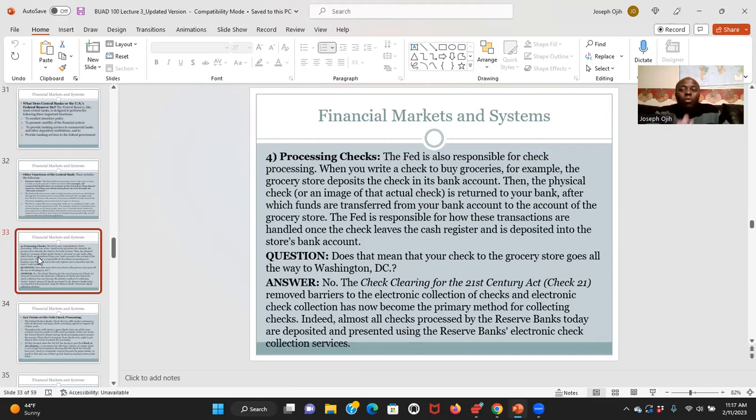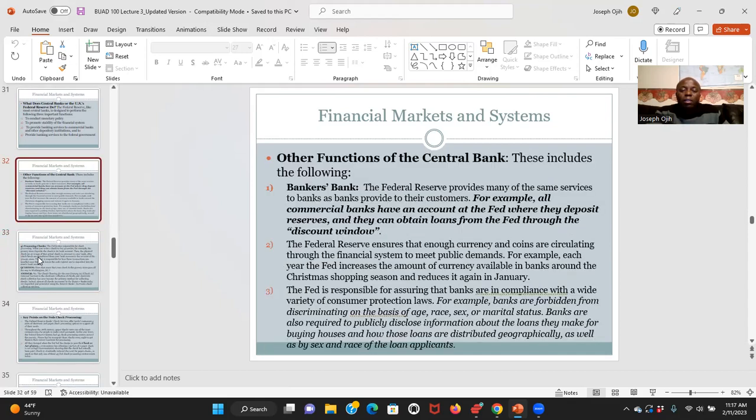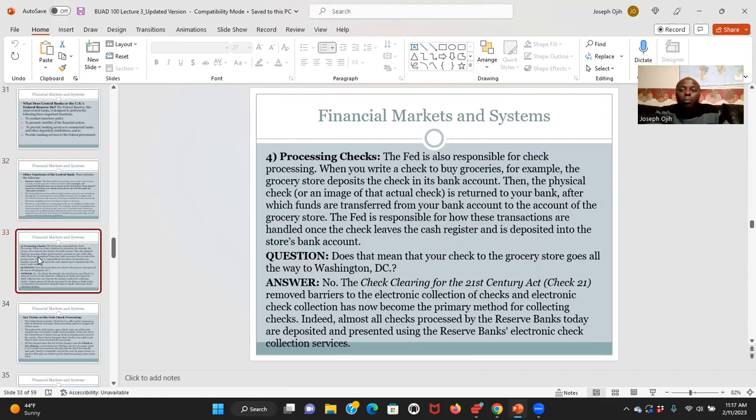Now, another function that is included under the other functions of the central bank is processing checks, all these checks you use to make payments.